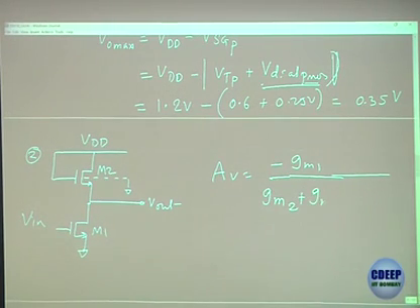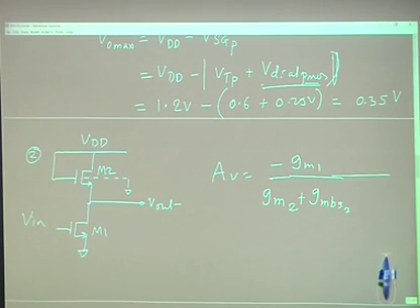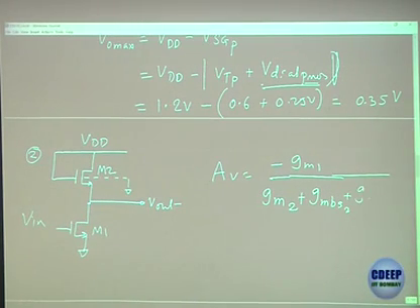So, the next one will be gmbs2, right, because you are not connecting it back to its source. So, you will have a gmbs term, and this is something we did previously. If you remember, review that again if you want, and also you will get a gds2, okay, plus you will get another gds1.